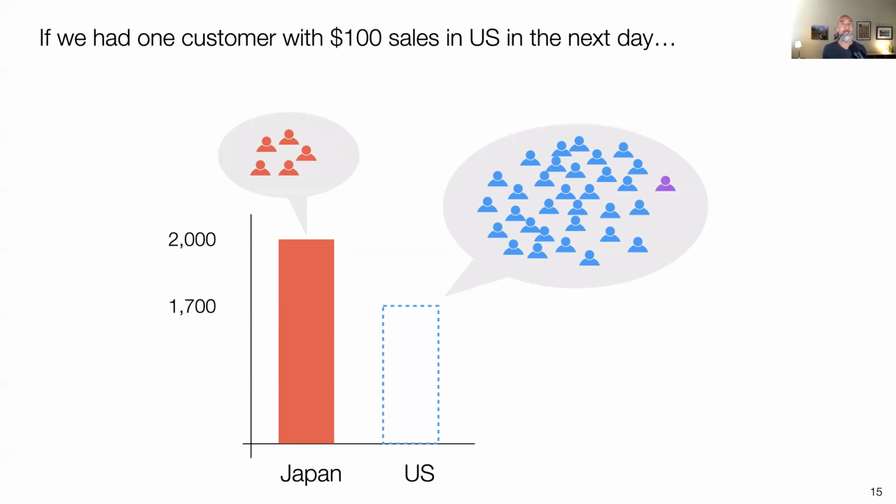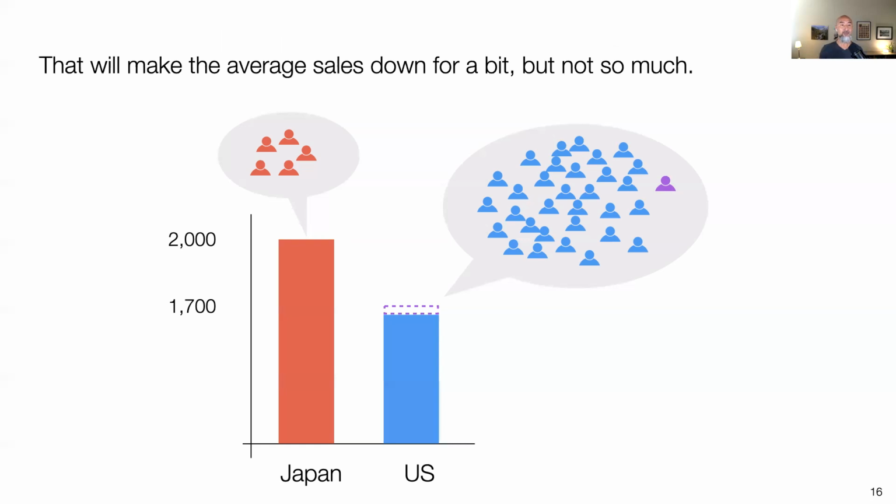Let's imagine one customer came in the US, and that person spent only $100 or something like that. But because we have many more customers in the US, that one person can change the average, but the amount of the change is going to be very small compared to the kind of change that we saw in Japan. That's because this one person is just 1 out of 31. So therefore, it doesn't make that much of a difference, right?